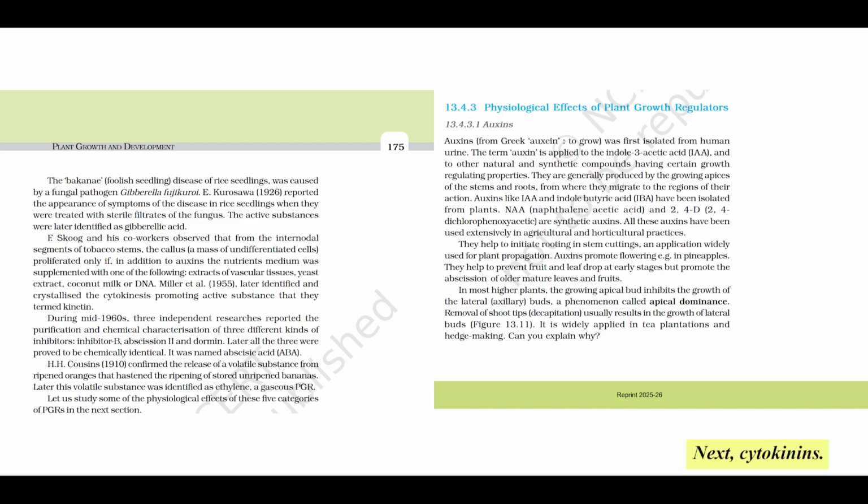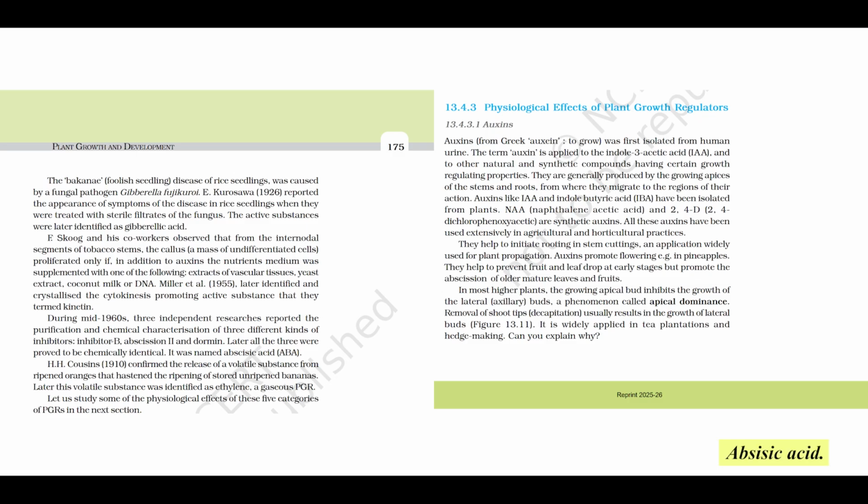Next, cytokinins. Cytokinins came from plant tissue culture work. F. Skoog and his team were growing tobacco stem segments. They found that the callus, the cell mass, only proliferated vigorously if the auxin medium was supplemented with things like extracts of vascular tissues, yeast extract, coconut milk, or DNA. Strange additives? What was in them? Something promoting cell division, or cytokinesis. Miller and colleagues eventually isolated and crystallized the active substance from degraded DNA in 1955. They called it kinetin. Kinetin from DNA.